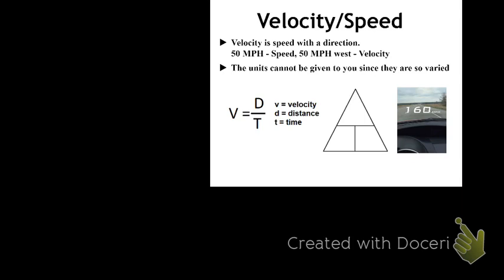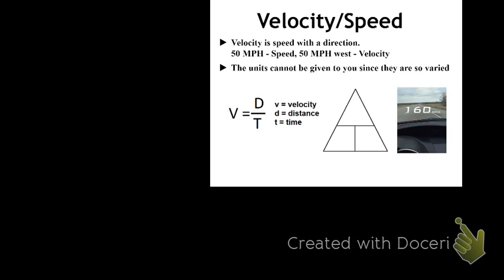So velocity is speed with a direction. You can kind of look at it like we've upgraded speed to give us a direction as well. Like in the picture you see there, the person is going 160 miles per hour, but it doesn't tell us which direction they're going. So that would be a speed. If it had said 160 miles per hour east, that would tell us that it is velocity. So velocity must have a direction. We have to know which direction it's going in order for us to call it velocity.